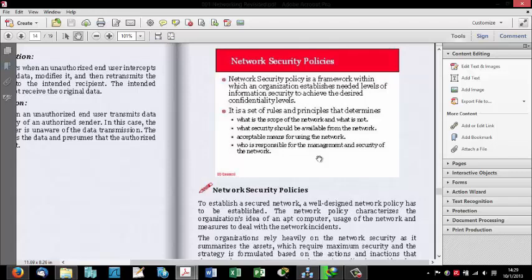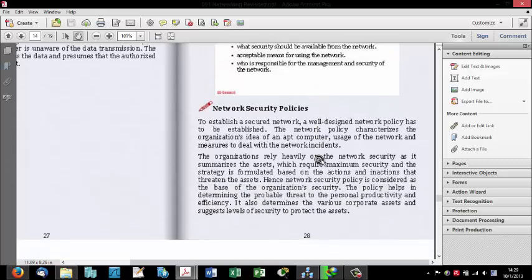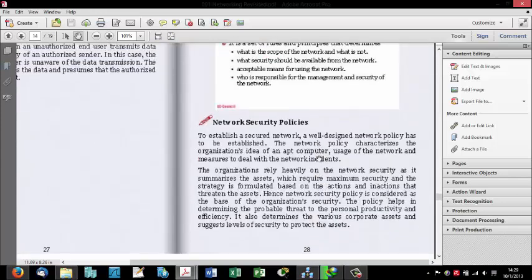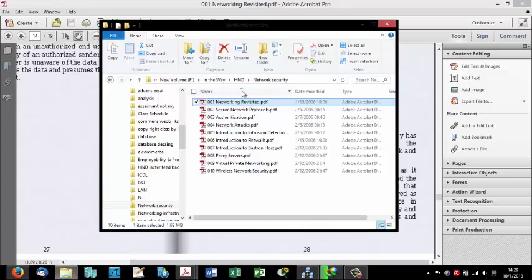Okay. So it says that to establish a secure network, a well-designed network policy has to be established. A very good network security policy has to be there. So policy is very important to have a very good secure infrastructure. That's what they are saying. The network policy characterizes the organization's idea of appropriate computer usage of the network and measures to deal with network incidents.